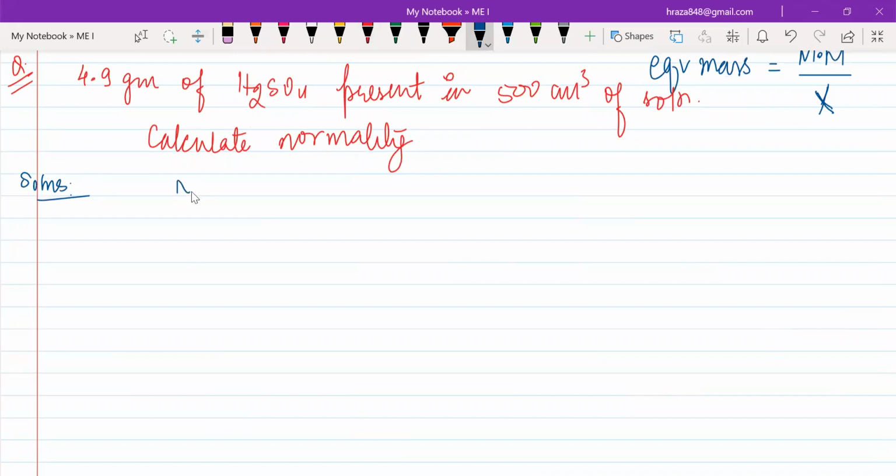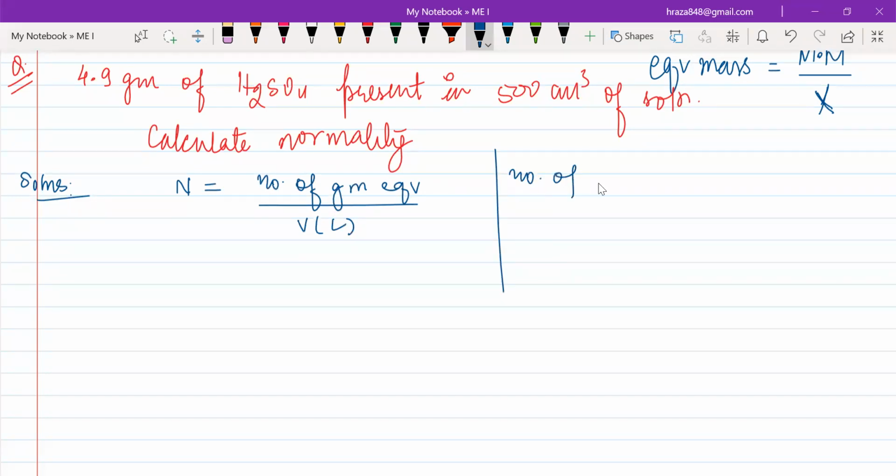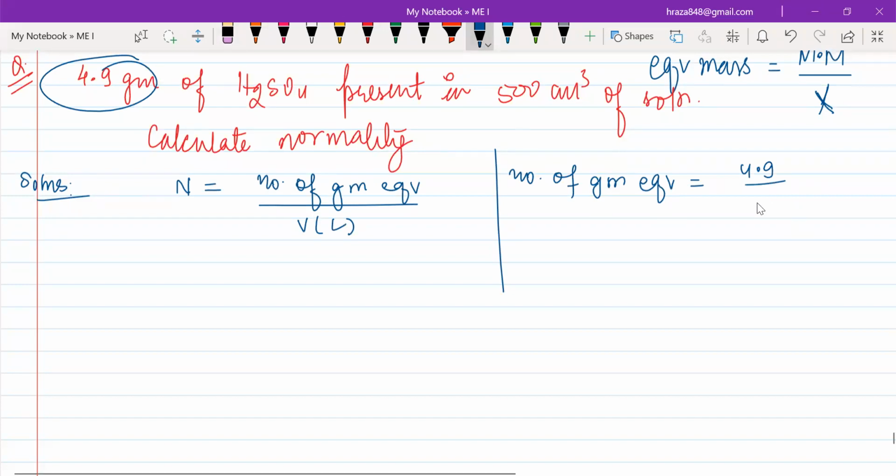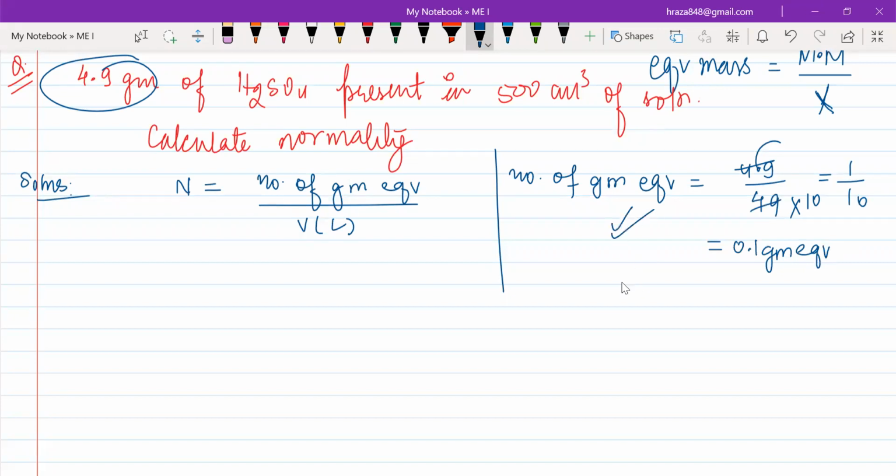If you're going to calculate normality, you know the formula: number of gram equivalent upon volume of solution in liter. So first of all, we need to calculate number of gram equivalent, and number of gram equivalent has a formula: given mass, which is 4.9, upon the equivalent mass of H2SO4, which is 49. If you remove this decimal, there will be 10 and this will be cancelled, and then you will get 0.1 gram equivalent. Is that clear? This is your number of gram equivalent.